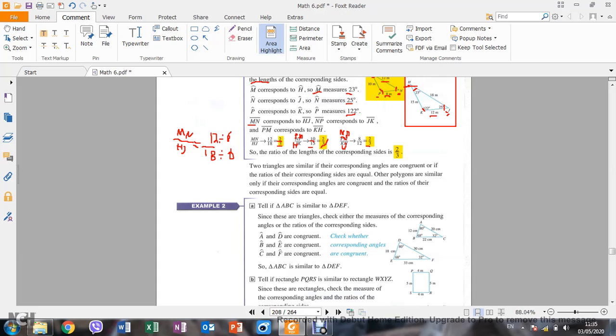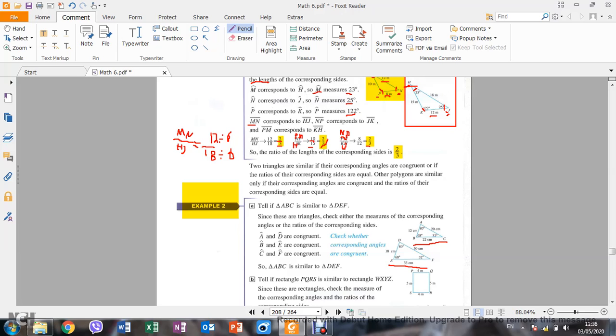Example 2, look at this one. Tell if triangle ABC is similar to DEF. Since these are triangles, check the measure of the corresponding angles or the ratio of the corresponding sides. One of them. You should check one of them directly, and you will know whether this one is similar or not. So we have these two figures, ABC and DEF. Directly we use corresponding angles, it is easier.